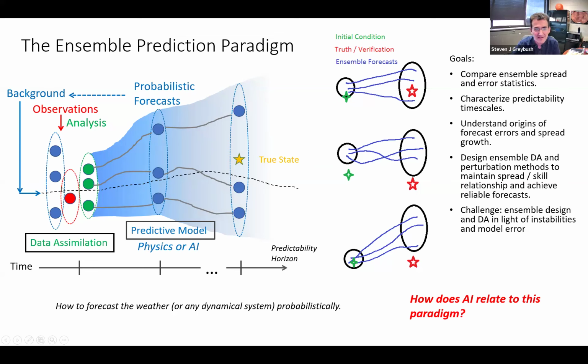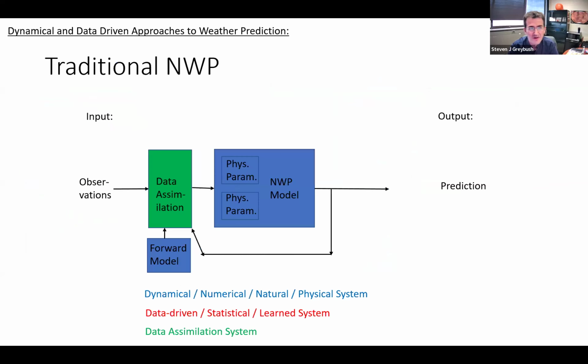So this is a classic paradigm used for traditional numerical weather prediction, but we also want to think, how does AI relate to this paradigm and give new innovations and insights? So let's start with the traditional numerical weather prediction paradigm. And what we're going to do here is gradually introduce data-driven or AI approaches to different places in this paradigm. So we're starting with the numerical weather prediction model that has physics parameterizations in it and a data assimilation system.